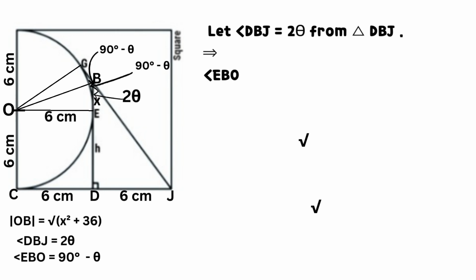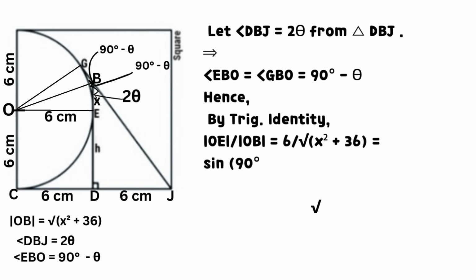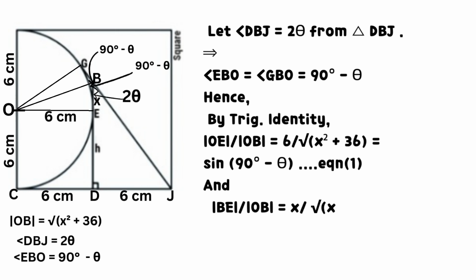Let angle DBJ equal 2 times theta from triangle DBJ. It implies that angle EBO equals angle GBO, which equals 90 degrees minus theta. Hence, by trigonometric identity, the length OE divided by the length OB equals 6 divided by the square root of the sum of x squared and 36, which equals sine of 90 degrees minus theta. We call it equation 1.